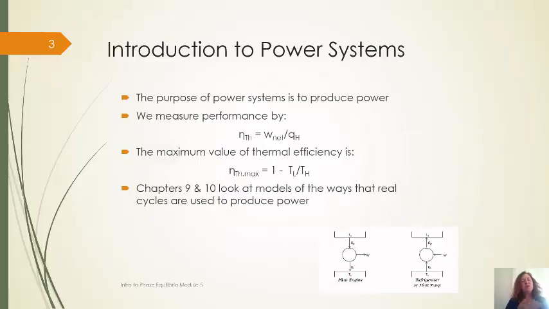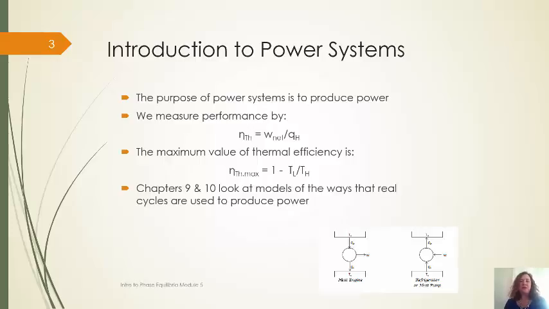So, power systems. We've sort of addressed this before, but as a recap, the purpose of a power system is to produce power. And we measure the performance typically using a thermal efficiency. Now, for any power cycle, that thermal efficiency is the net work divided by the heat input to that cycle. The maximum value is defined by a Carnot cycle, and this can be computed using absolute temperatures, so degrees Kelvin or degrees Rankine, and that would be 1 minus the ratio of TL over TH. So this is always going to be a quantity less than 1, but more than 0.